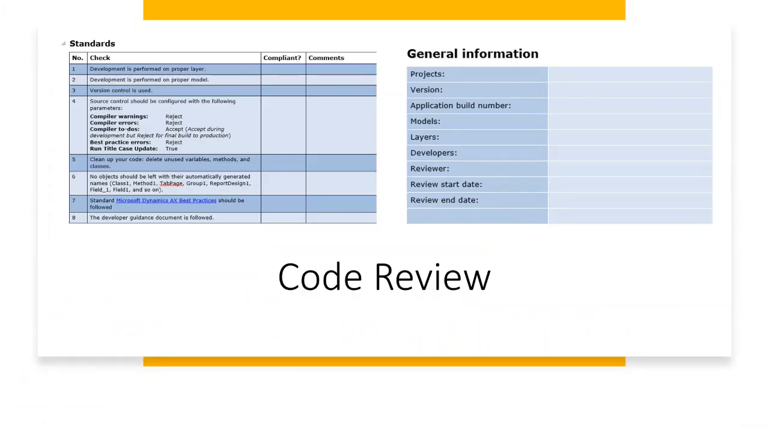Code review, always good if you have a large development team. It's always better to do a code review of your code. Development is performed on proper layer. Development is performed on proper model. Version control, whether you're using any version control. Compiler warnings, whether all those kinds of best practices have been followed or not. Clean up your code, delete white spaces, delete unused variables, methods, and classes. No object should be left with automatically generated names. And in the general information, you can put the project name, the version name, the application build number, models, layers, developers, reviewer, review start date, and review end date.